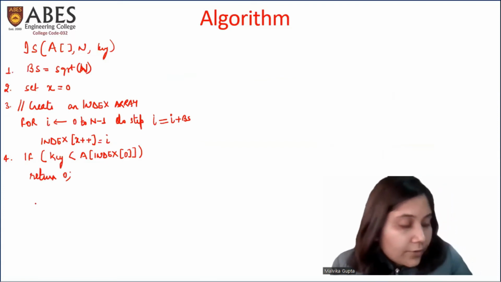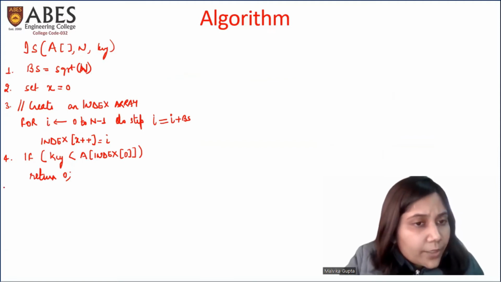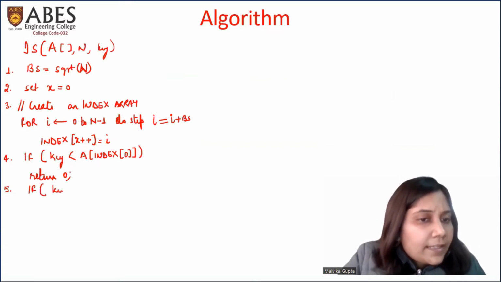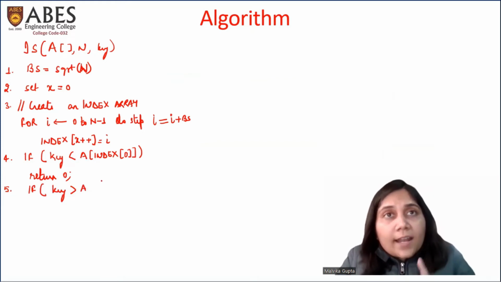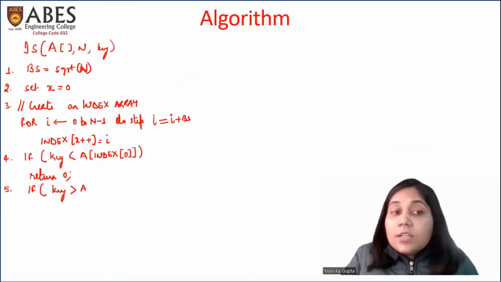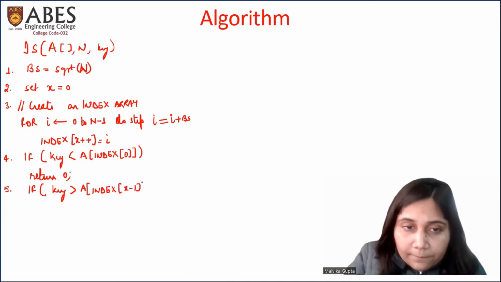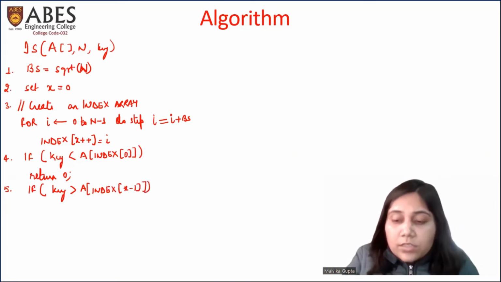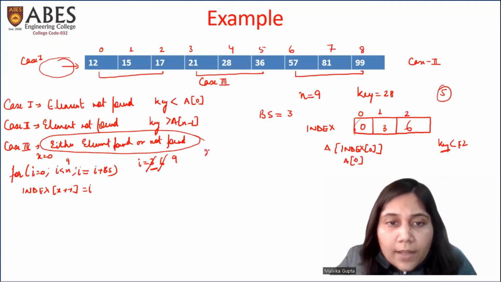I hope this is clear to everyone. Now the next one. The next part I am going to take as the boundary condition. Suppose my key value is greater than, because I am going to make sure that you are accessing this original array with the help of this index array. So whatever you are going to do, just make sure of that, right? So index[x minus 1].